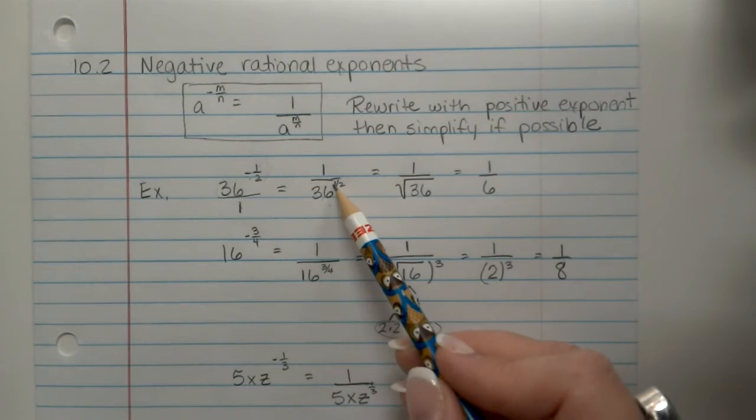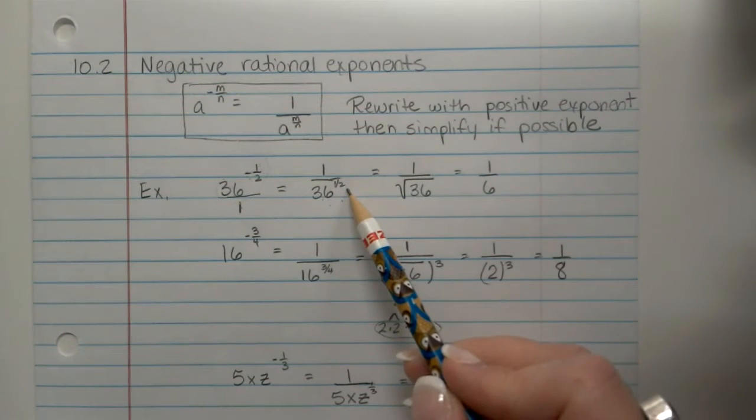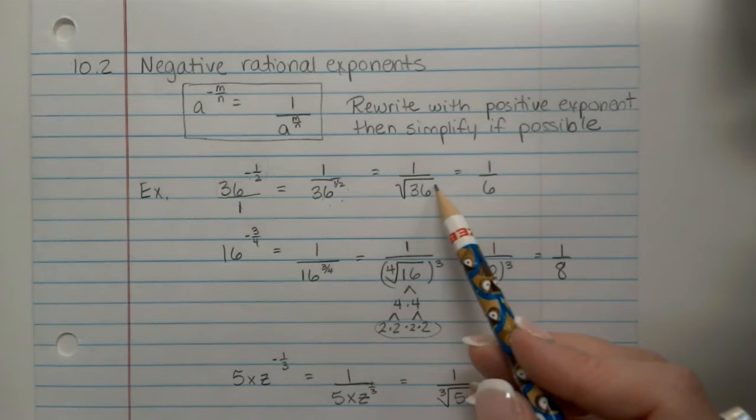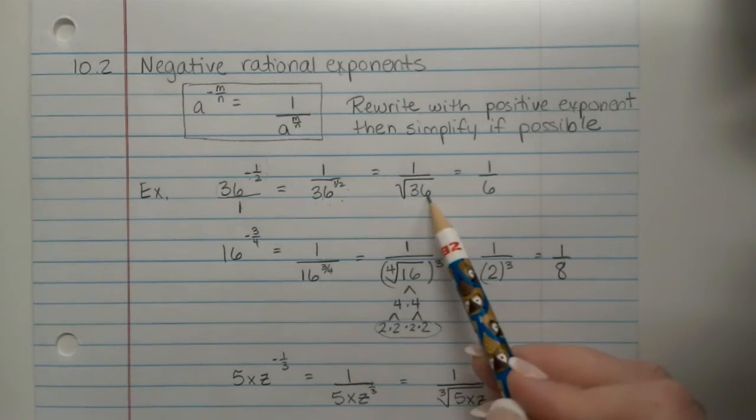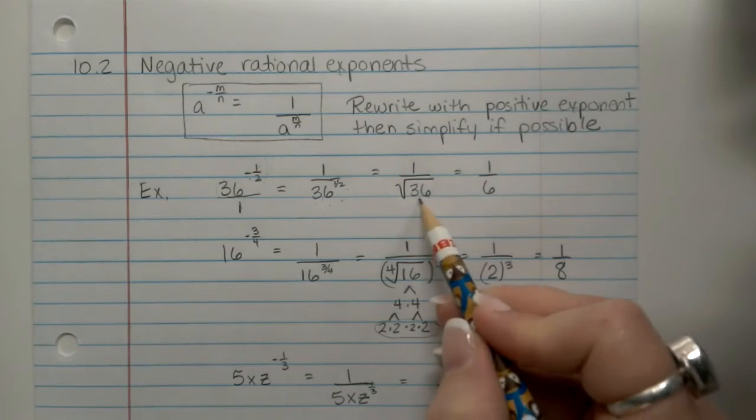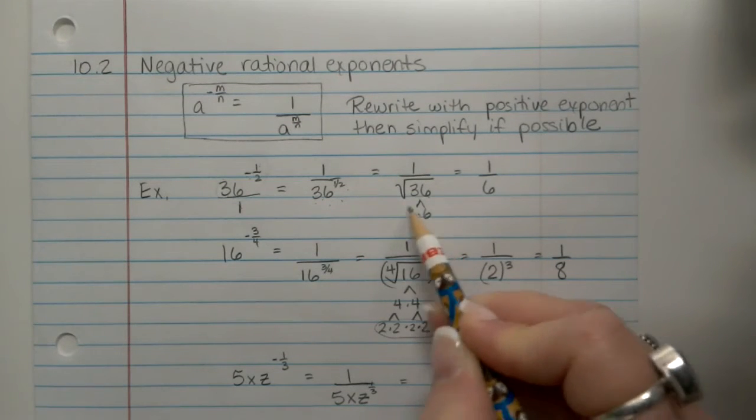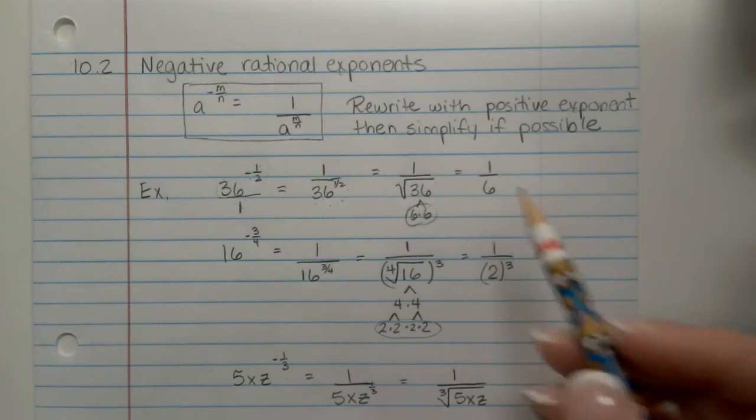Now I can say 36 to the 1 power and to the square root. Well, 36 to the 1 power is the same as 36, so I just need the square root of 36. It's still in the denominator. And since 6 times 6 is 36, and I'm looking for sets of 2, because this is the square root, that's what I get.